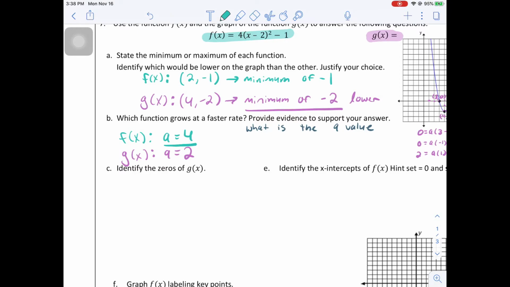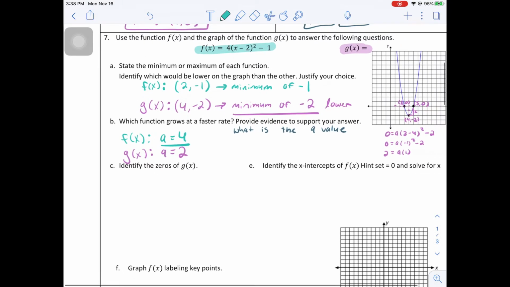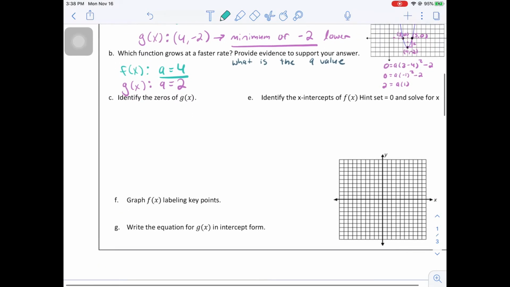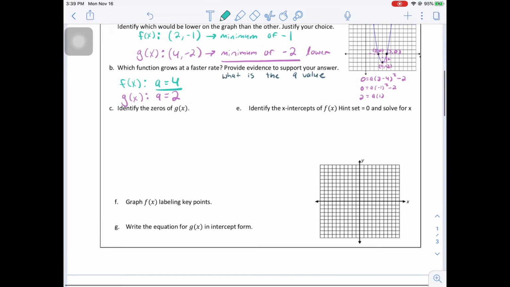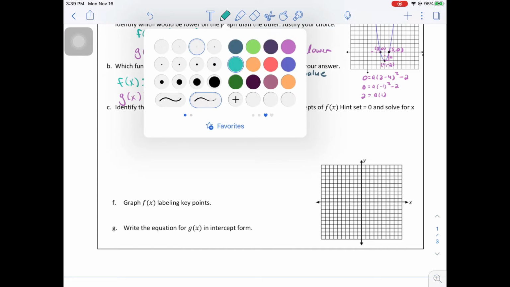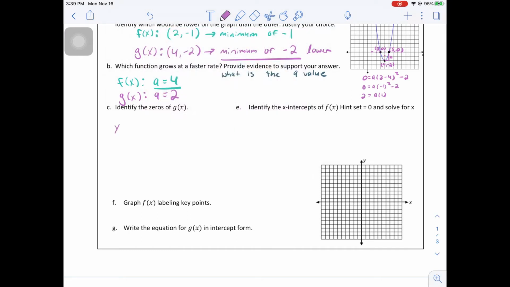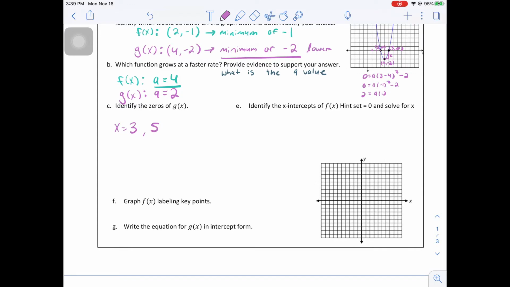We can see that an a value of 4 will go up faster than an a value of 2. That is because when you multiply y values by 4 versus when you multiply y values by 2, the multiply by 4 is going to be larger. C says identify the zeros of g of x. We just did that, right? So the zeros would be x equals 3 and x equals 5.